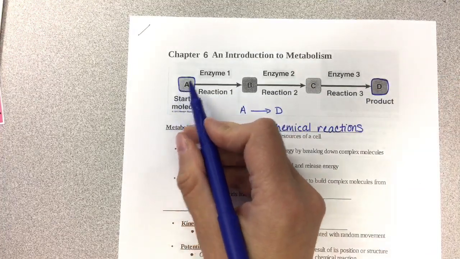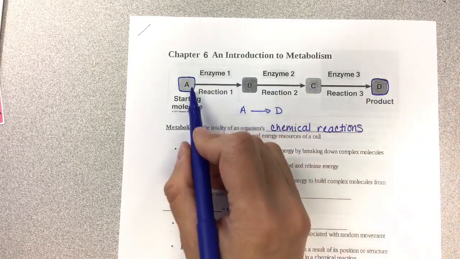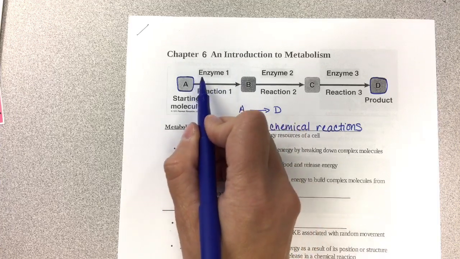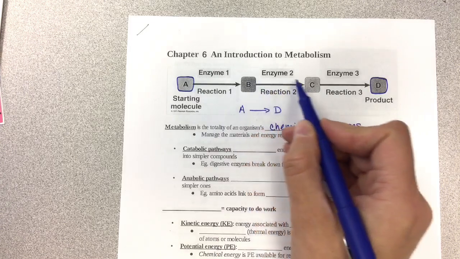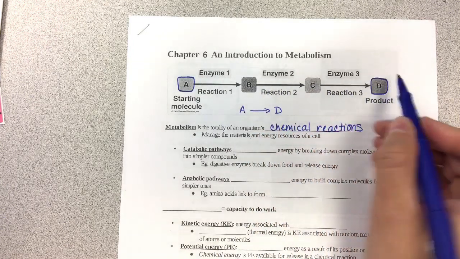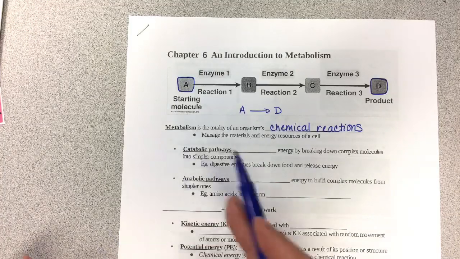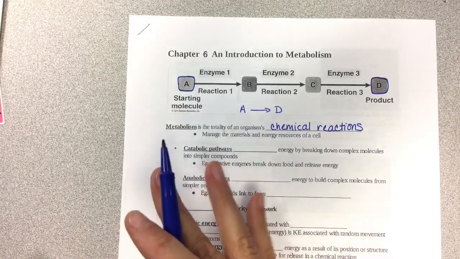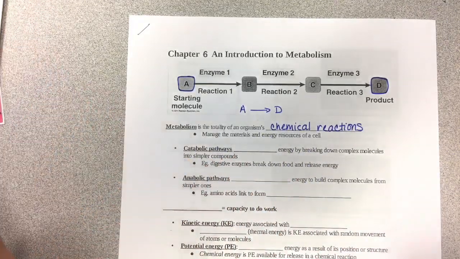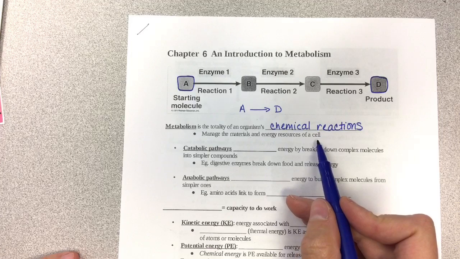And so oftentimes there's a series of reactions to get from one point to another, and each one of those reactions is catalyzed by a different enzyme. So enzyme 1 speeds up reaction A to B, enzyme 2 B to C, enzyme 3 C to D, and so on. And there are all kinds of reactions going on in the cells of your body all the time that need to be sped up by these enzymes. And so metabolism is the name for all of those reactions going on at any given time. So it manages the materials and energy resources of a cell.